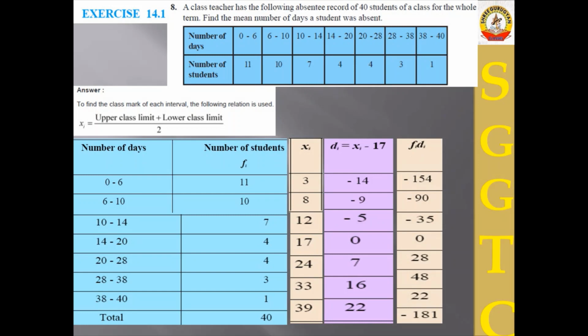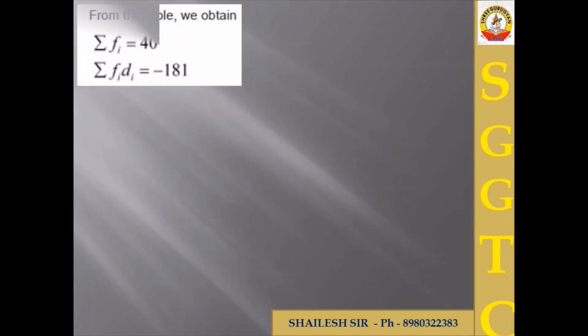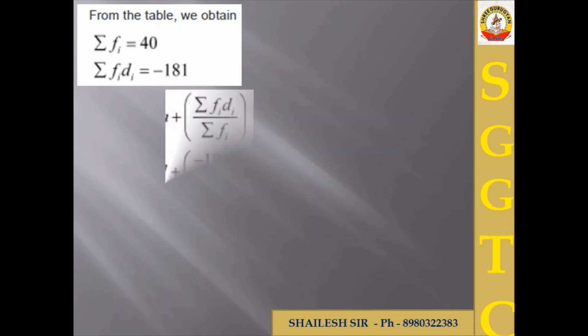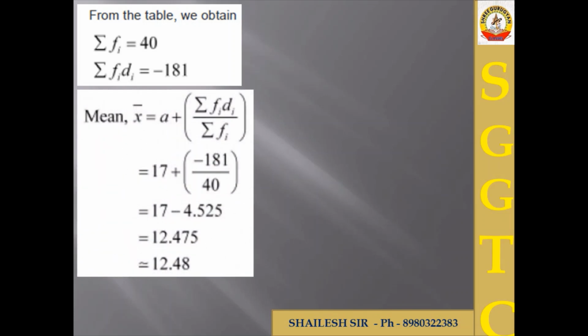Yes, students, here I am not taking the height h value, because h is not the same in all the number of days. Means class interval is not the same. So you cannot apply the last formula that utilizes h. So fi into di, and the total you added is minus 181. So in the above table, sigma fi is 40 and sigma fi di is minus 181. And apply the values by the formula. x bar equal to a plus sigma fi di by sigma fi.